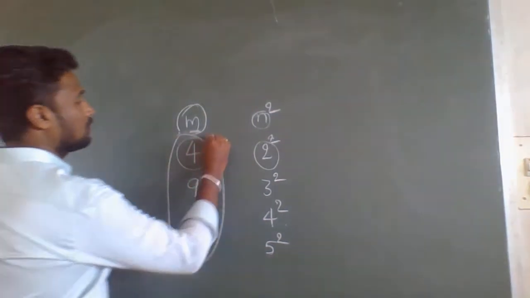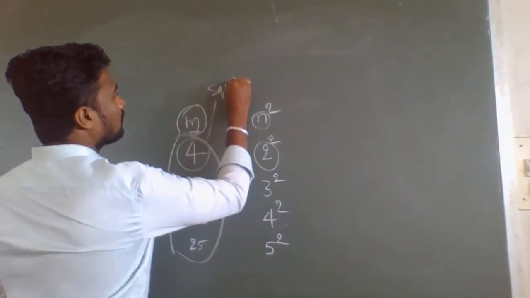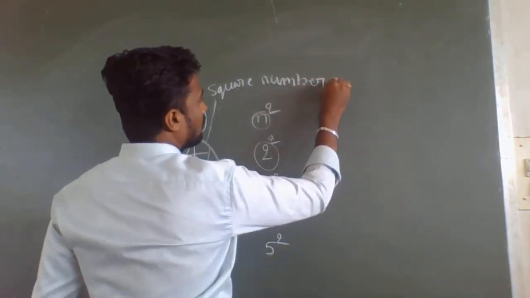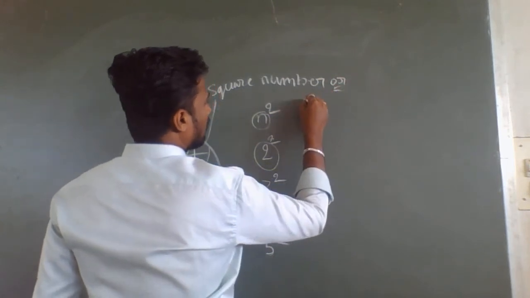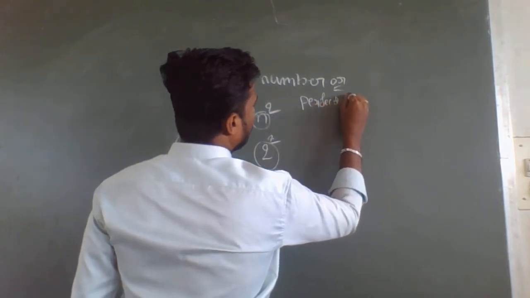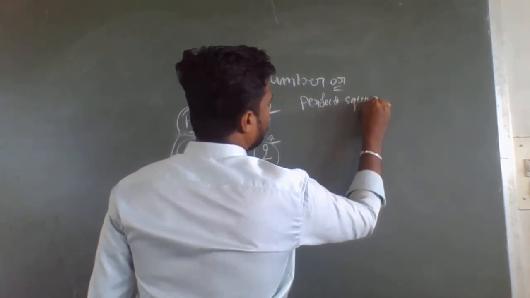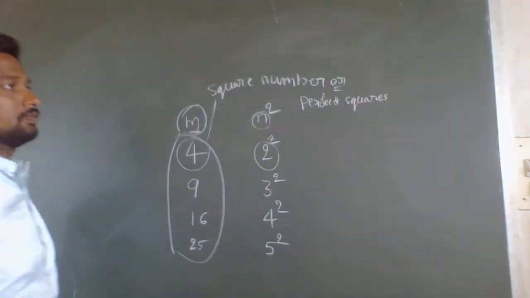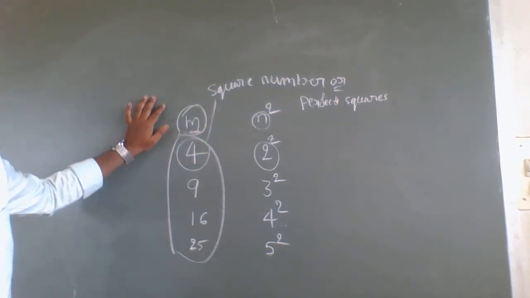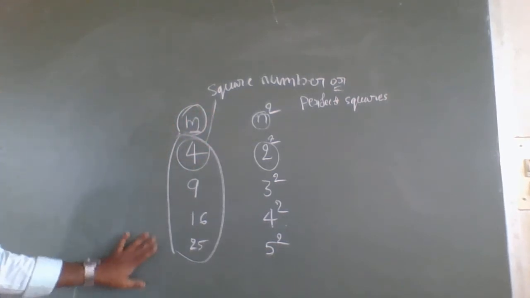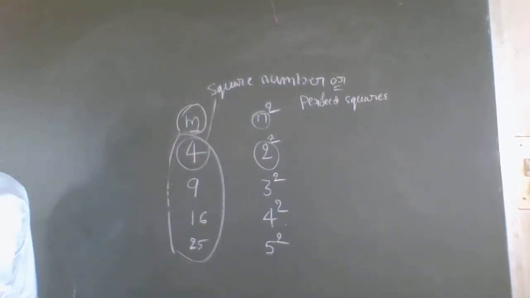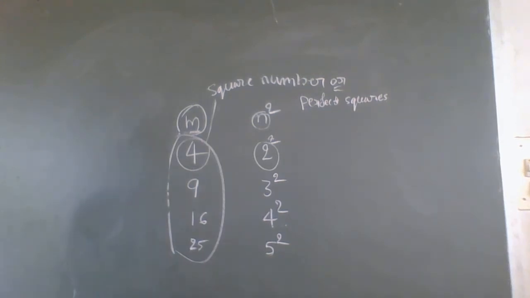These are called square numbers, or these are called perfect squares. We now know what a square number is, and these are the examples. 4, 9, 16, 25 are perfect squares.